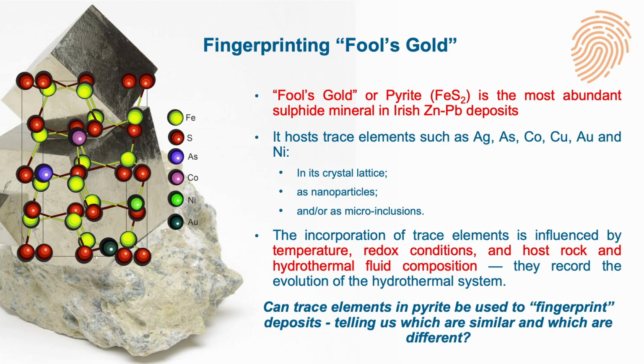So now pyrite hosts a whole range of trace elements in it. And that includes gold, as well as silver, arsenic, cobalt, nickel, and many others. It hosts trace elements either in its crystal lattice, as nanoparticles, and as microinclusions. And the incorporation of these trace elements into pyrite is what makes it really interesting. It's influenced by things like temperature, redox conditions, the host rock, and the hydrothermal fluid composition. So in other words, pyrite itself can record the evolution of the whole hydrothermal system.